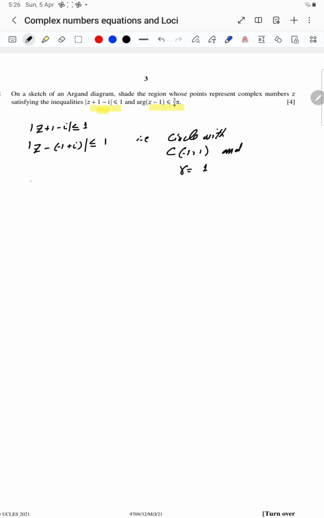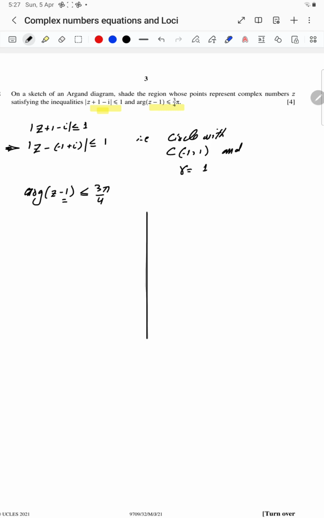Okay, the next one is what is given: argument of z - 1 is less than or equal to 3π/4. We have to plot this on the Argand diagram. Let's see how.